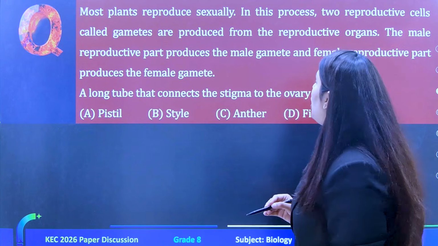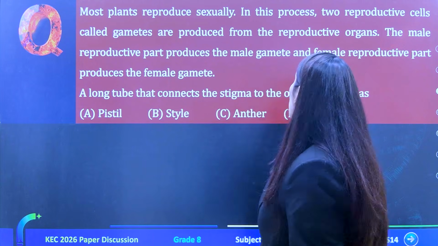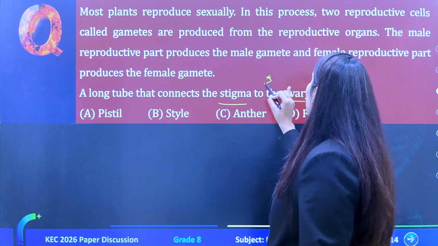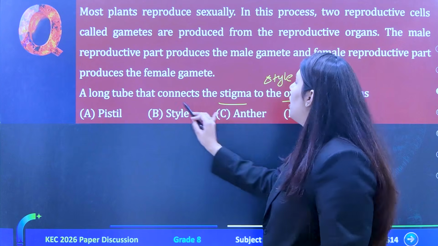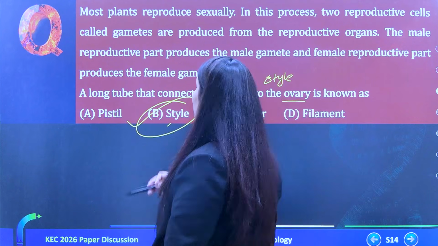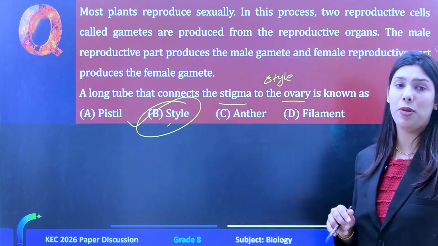Next question, a long tube that connects the stigma to the ovary. Stigma to ovary is connected by the style. Okay. So the option which is going right is B option. So B option. Right.